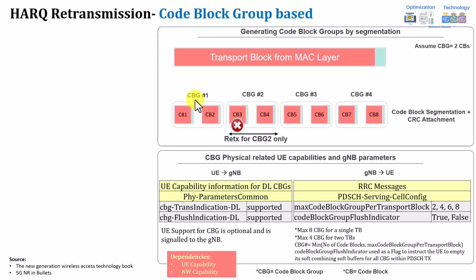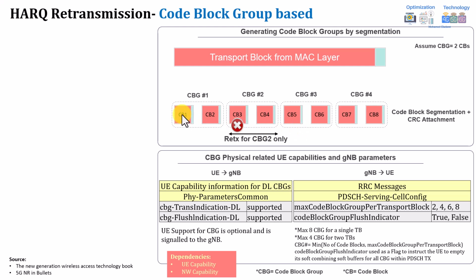That's why they came up with the code block group, which, if you remember the specification, can be 2, 4, 6, or 8. What does it mean by 2, 4, 6, or 8? This means that one code block group can consist of 2, 4, or 8 code blocks. So in this example, I'm assuming each code block group has 2 code blocks, as you can see here.